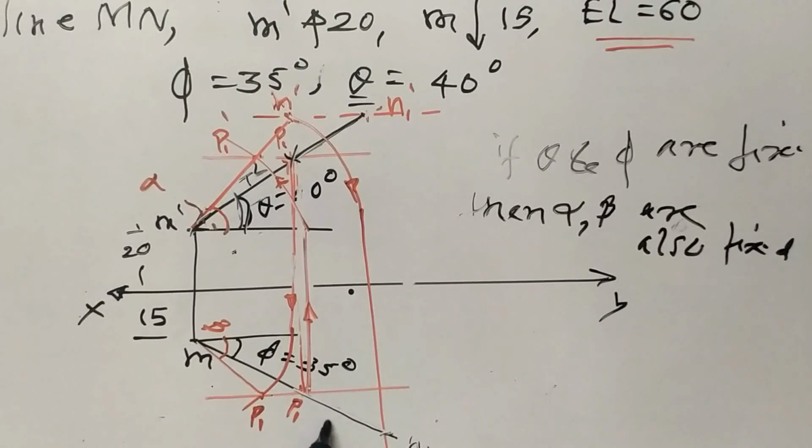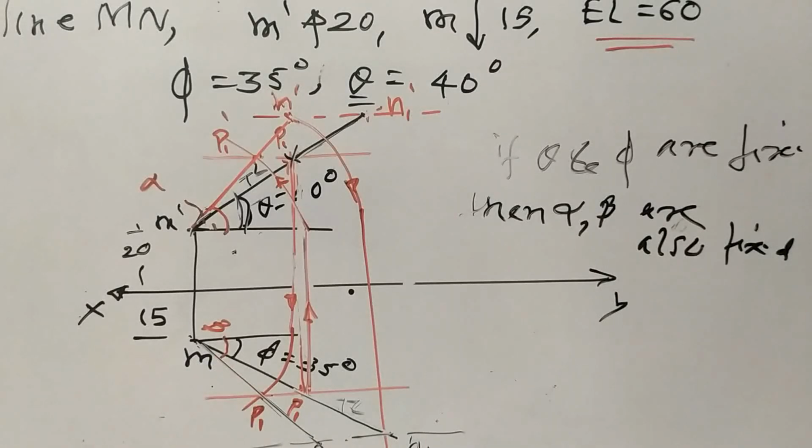This is my final true length. And then I will draw a locus from this, and on this locus I will extend this length. So this will be my final plan length, MN. So this is my final plan length.